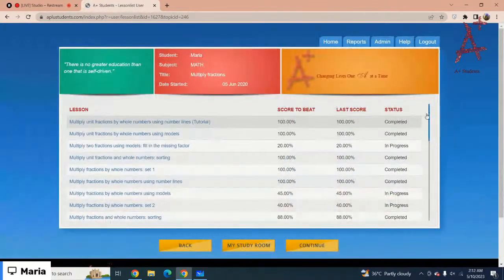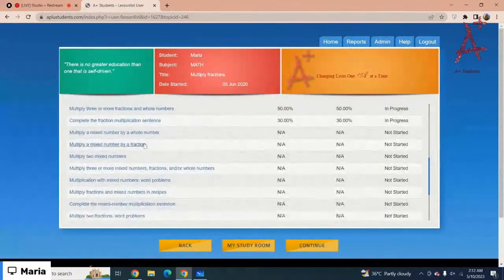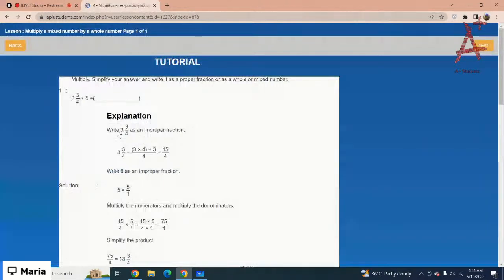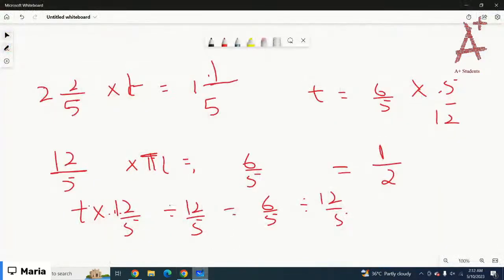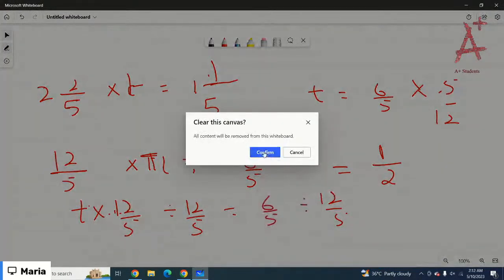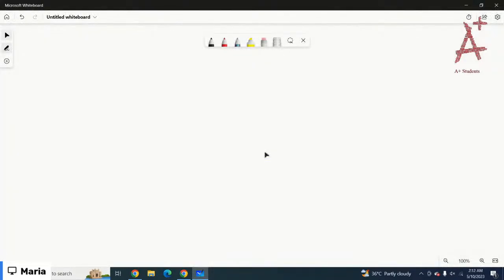Okay, the next lesson is multiply a mixed number by a whole number. So you're going to multiply the mixed number and the whole number. The first example is 3 whole 3 over 4 times 5. 5 doesn't have any denominator, which means it has the denominator 1. Got it? Just convert the mixed number into an improper fraction.